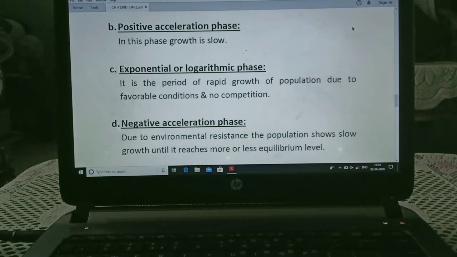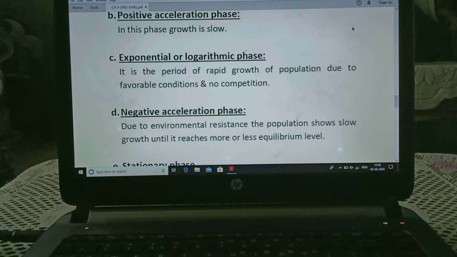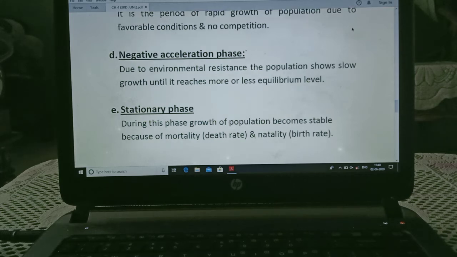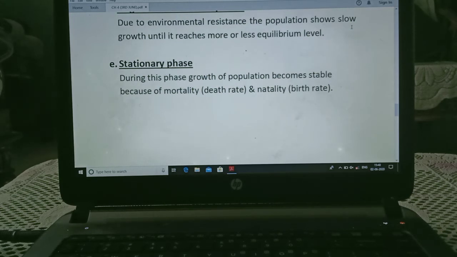Positive acceleration phase. In this phase, growth is slow. Exponential or logarithmic phase. It is the period of rapid growth of population due to the favorable conditions and no competition at all. Negative acceleration phase. Due to environmental resistance, the population shows slow growth until it reaches more or less equilibrium level. Stationary phase. During this phase, growth of population becomes stable because of mortality, means death rate, and natality, means birth rate.